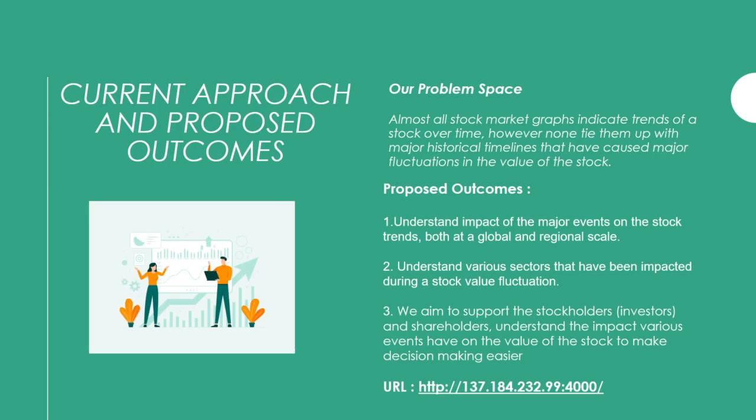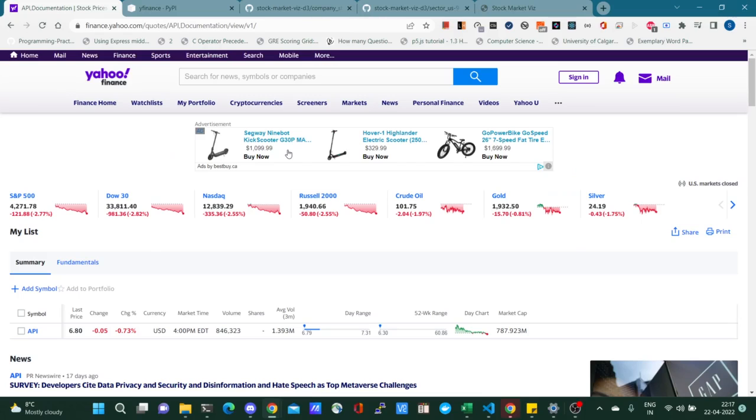Some of our proposed outcomes are to understand the impact of these events on the stock trends, both at global and regional scales. Second is to understand the various sectors that have been impacted by these stock fluctuations. And ultimately, we aim at helping stockholders and shareholders understand the impact of these events so that they can make better decisions.